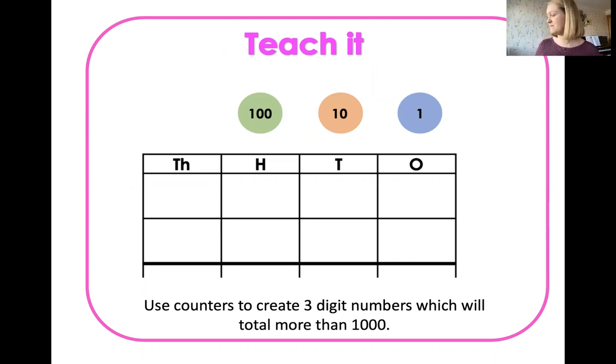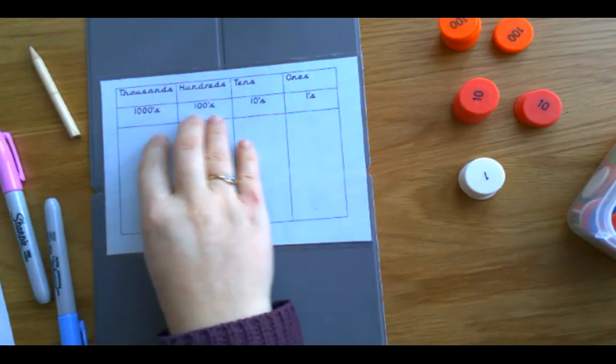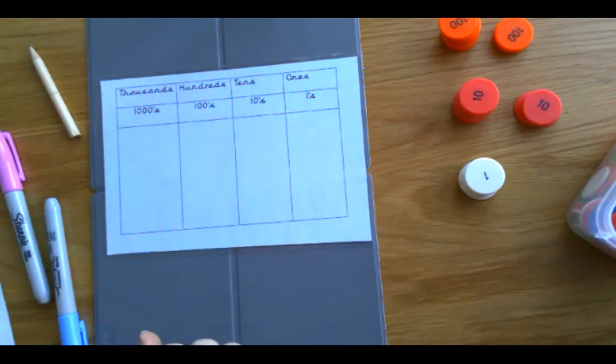So the best way for me to do that is to actually show you. So let me go back to my other camera so that we've got a chance to actually have a look and do this one together. Now you're not going to have all of the fancy equipment. You could very easily write this on a piece of paper.